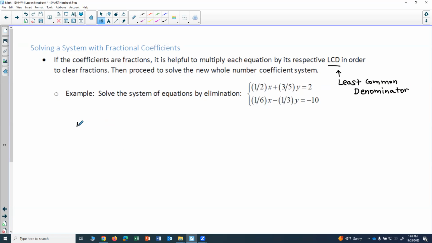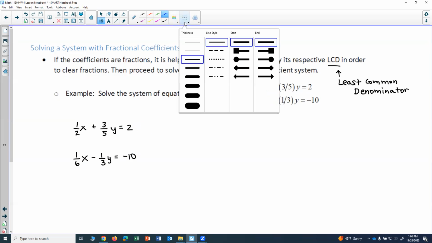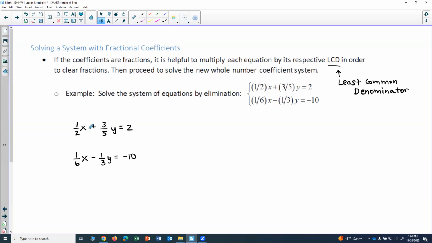So here we have our system: 1/2 x plus 3/5 y equals 2. And we have 1/6 x minus 1/3 y equals -10. So what I'm going to do, I'm not going to try to eliminate yet. What I'll do is I'll look for the LCD of the fractions.